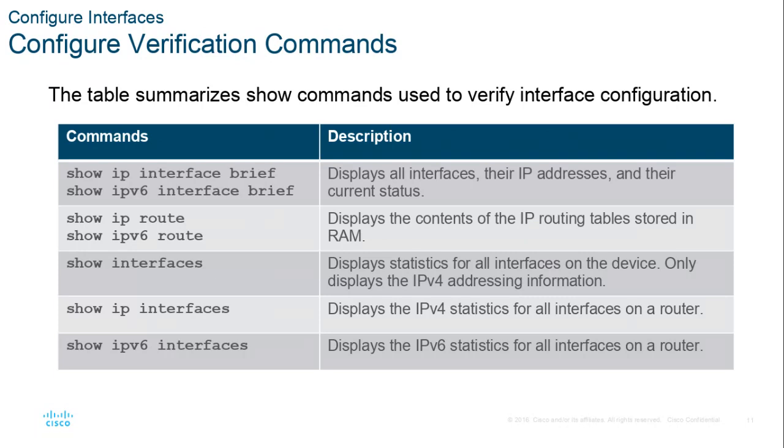I can show IP route or show IPv6 route to see the routing table. I can type show interfaces, but that only shows me IPv4. I can type show IP interfaces, again, only IPv4. Or I can type show IPv6 interfaces.